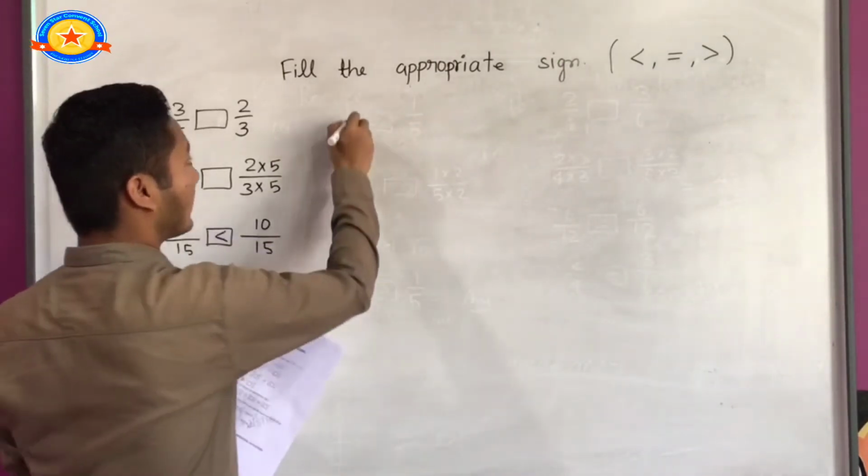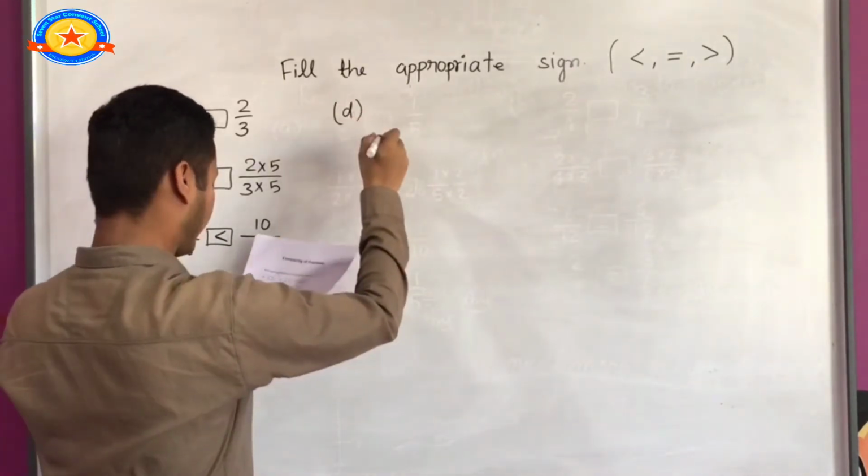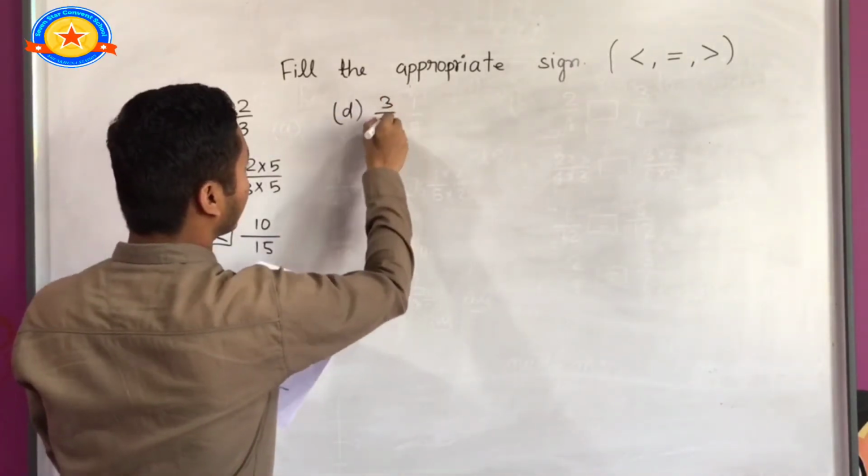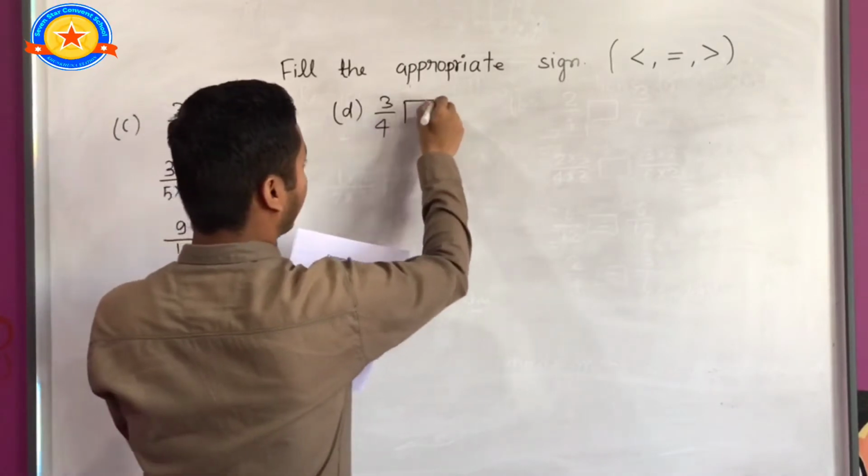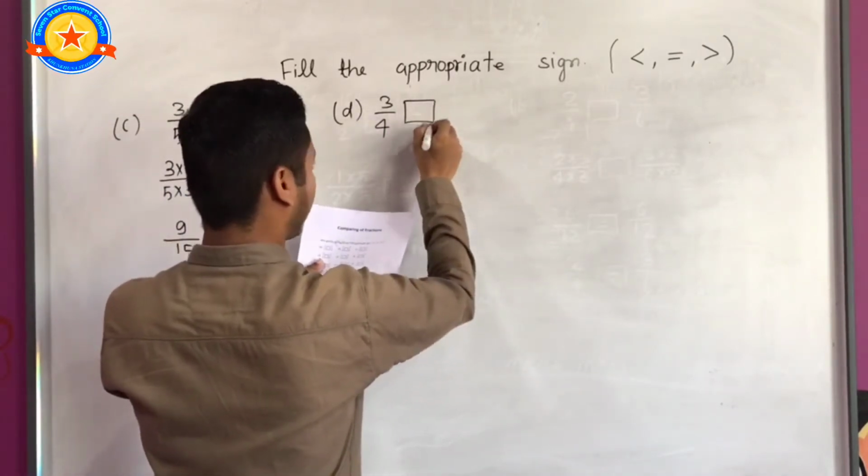The next question is D part. 3 by 4, blank space, 2 by 8.